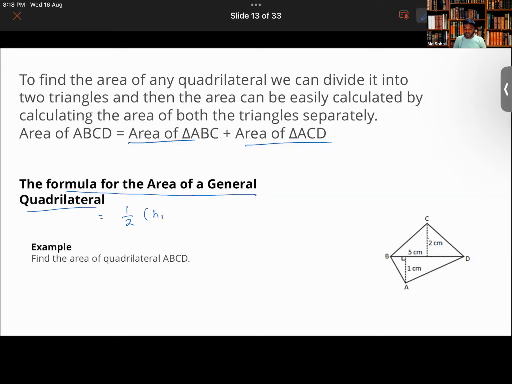Let's say it to be H1 over here, height one, and let's say this to be height two. You will be simply adding the height and then multiplying it with the given diagonal. Diagonal is what? That is BD.